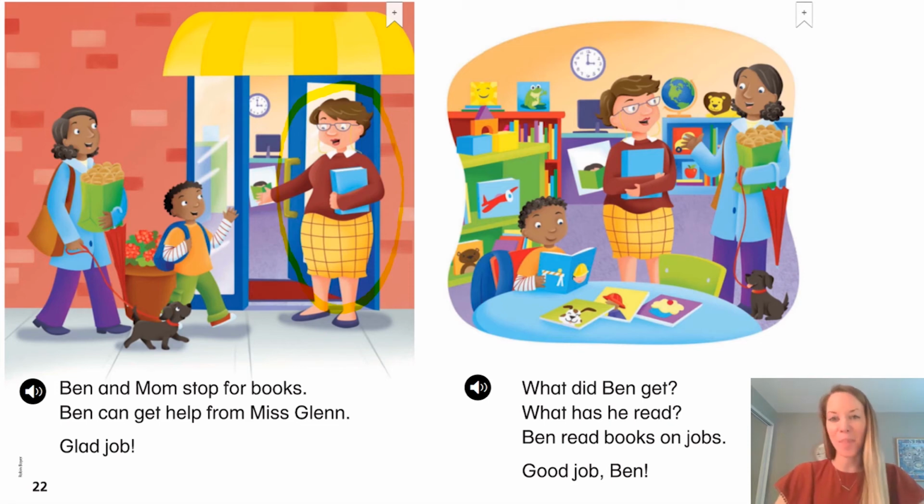Good job, Ben. And I notice on this page that Ben is holding books. Books are an example of a good because it's something that you can touch and use. So friends, I hope you liked that book and we saw many different examples of goods and services. Let's go on and keep learning about goods and services.